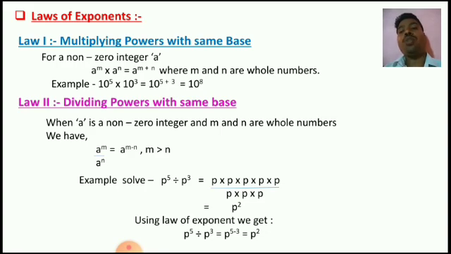We understand this law with the help of an example. The example is p raised to 5 divided by p raised to 3. P raised to 5 means we multiply p 5 times, and p raised to 3 means we multiply p 3 times. We write this out and divide, so 3 p's get cancelled and p squared remains. Using this exponent law we can also solve the example: the base p is the same, and we write 5 minus 3. So we get 2, and the answer is p squared. This way you use the second law.